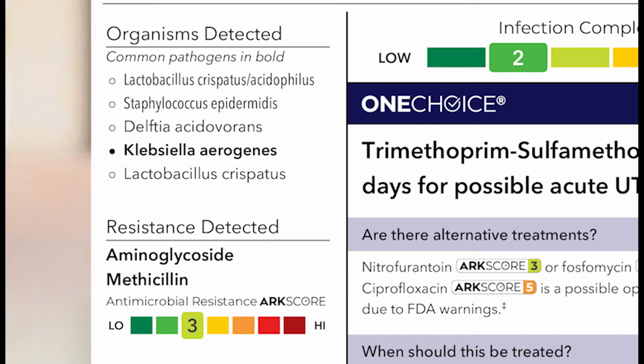So this is all in an effort of our antimicrobial stewardship program. We want to make sure that we're not indiscriminately treating things. We want to treat the most likely cause of the infection. And in this case, it's Klebsiella aeruginosus. That is the organism that we're targeting, and that's what's most likely causing this infection.